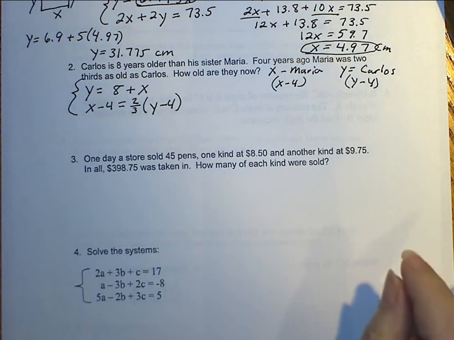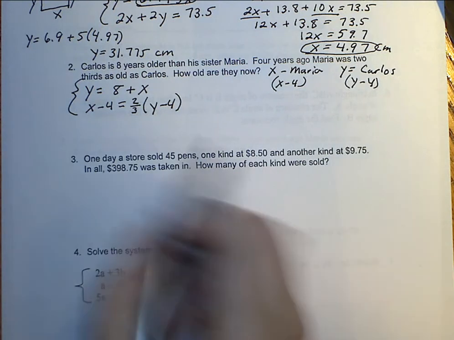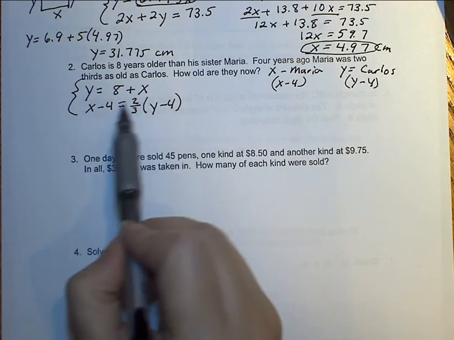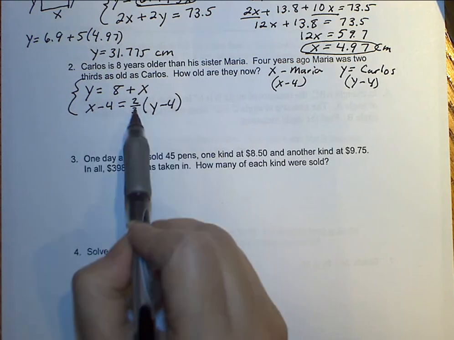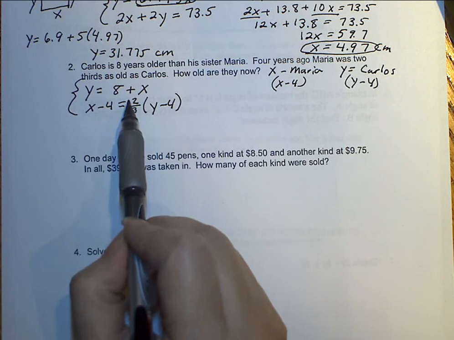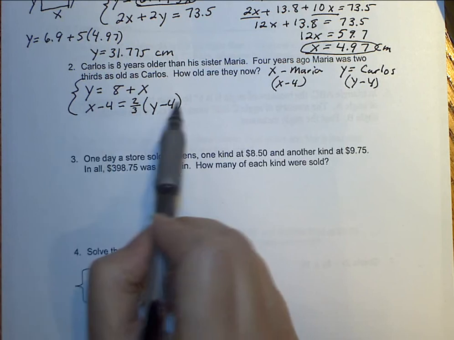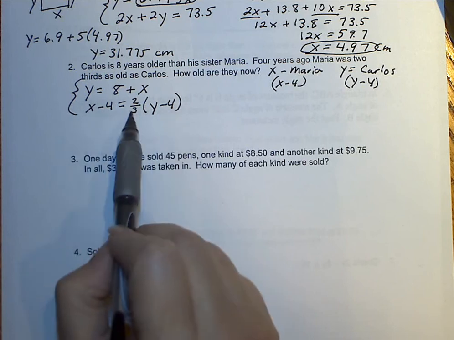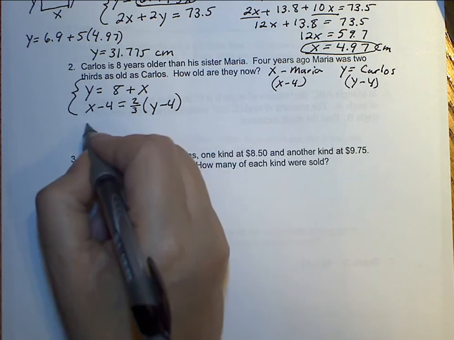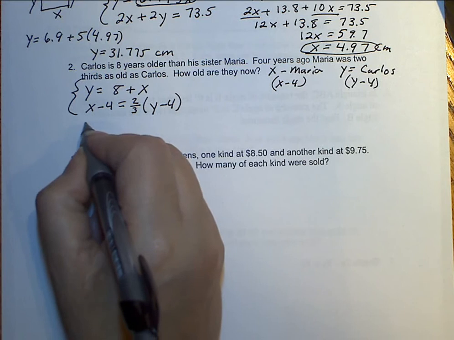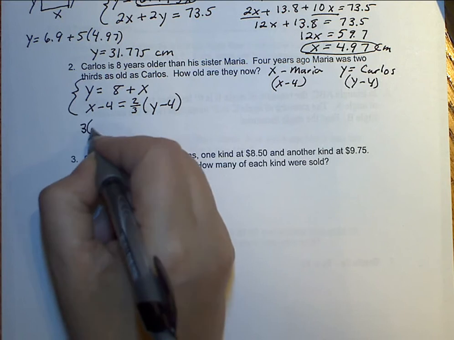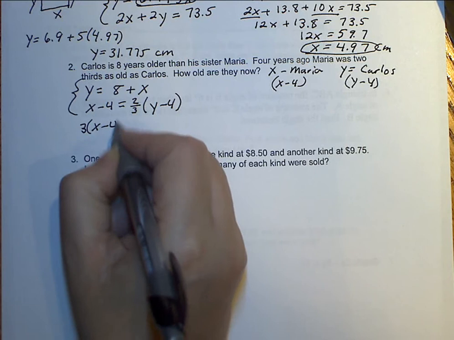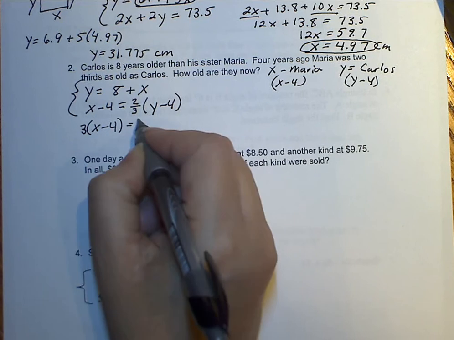Now, because this one right here is in fractions, I'm going to multiply this by 3 to get rid of that. So I'm going to multiply both sides by 3. So I'm going to multiply this side by 3 and this side by 3.